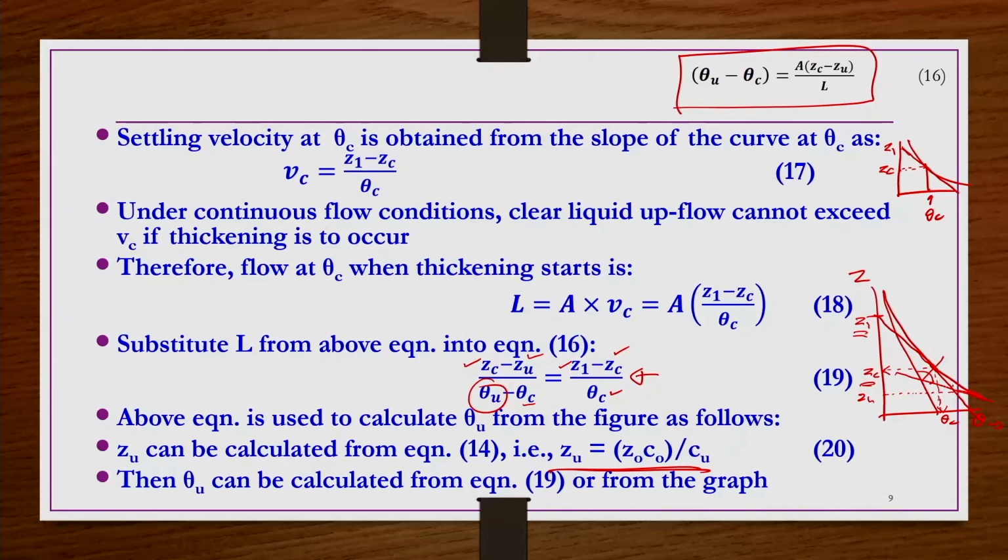That line may be intersecting this tangent at theta equals theta c, and the corresponding time you get is nothing but theta u. This point is nothing but theta c. So everything is known except theta u. Theta u you can get graphically like this, or from this equation, since Z1, Zc, Zu and theta c are known. So theta u you can calculate from equation number 19 also.